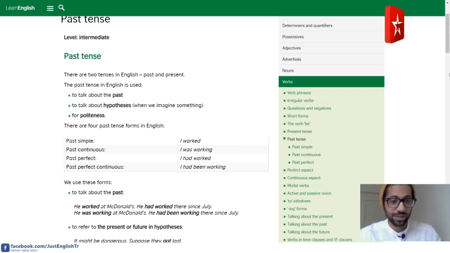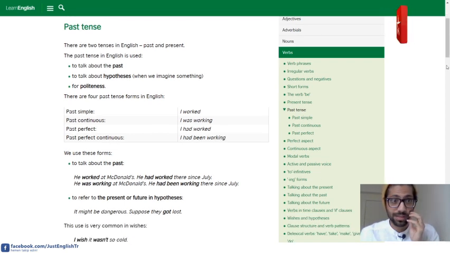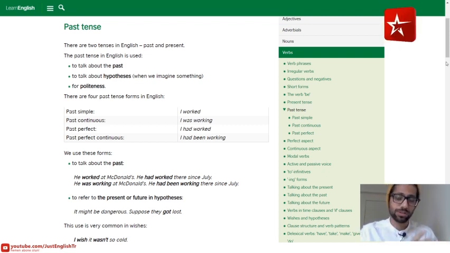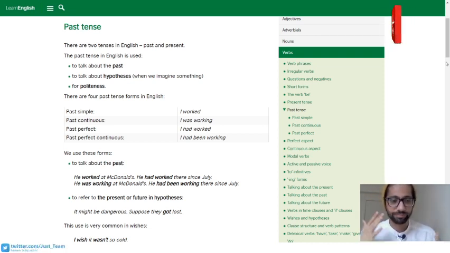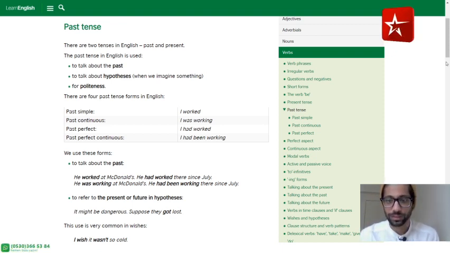Today we will discuss the past tense. However, we will discuss only the continuous part of it and the simple part of it. We will do multiple exercises. Practice makes us perfect. That's our aim.